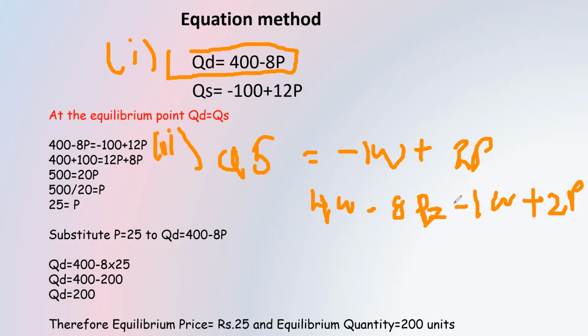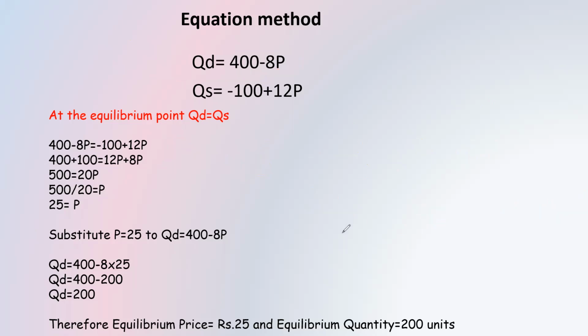If you ask by extending the question like this, instead of the previous QS value, now we take the new QS, which is minus 100 plus 2P. In this way they can change the supply curve, or alternatively change the demand curve.